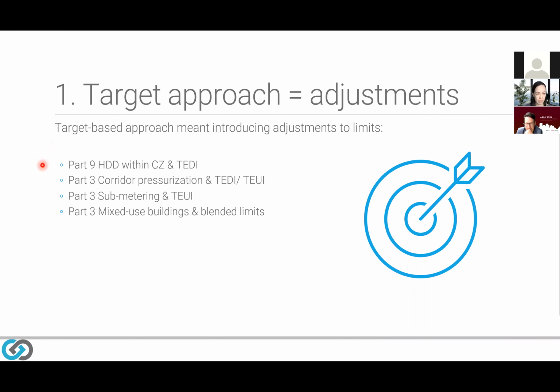So the 4 adjustments I'll talk about: one is for part 9, and that's actually adjusting the TEDI between heating degree days and climate zones. I'll show you that in a moment. The next 2 have actually been in there from the start. These are part 3 adjustments based on corridor pressurization and submetering. And then the last one is how to address mixed use buildings.